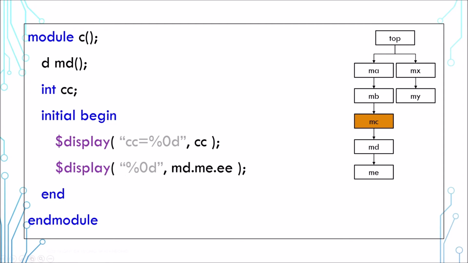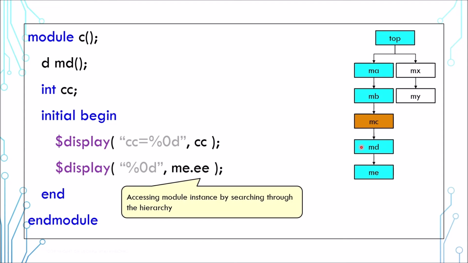There is another rather unconventional way of referring to another module. This way is to simply use an instance name. Look at this path of using md.me.ee. We can simply use me.ee and it will work. The way it works is that it will find through the hierarchy line. Using this method, module C knows about MA and therefore it can use ma.aa.